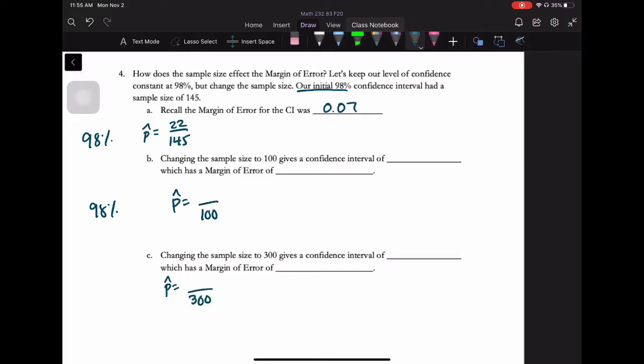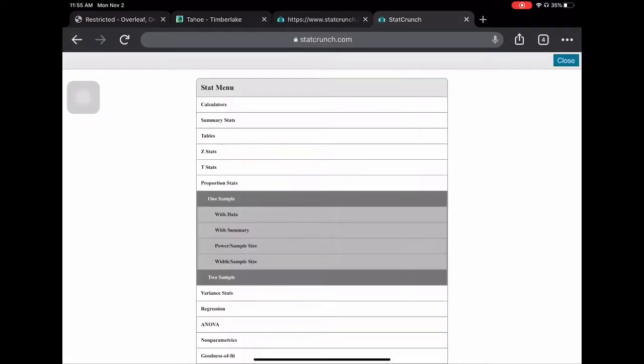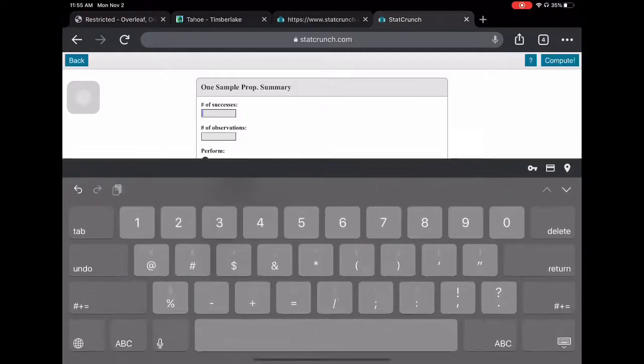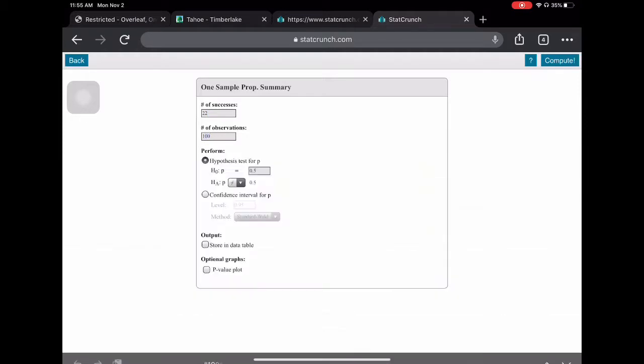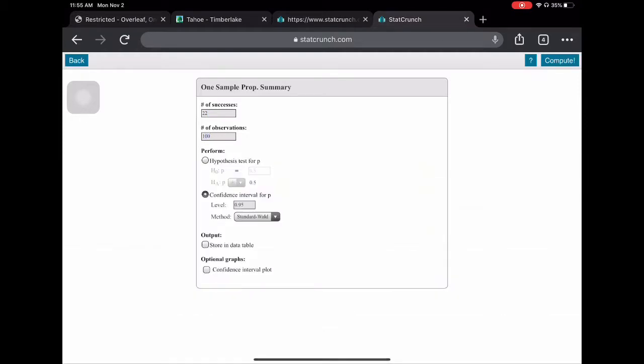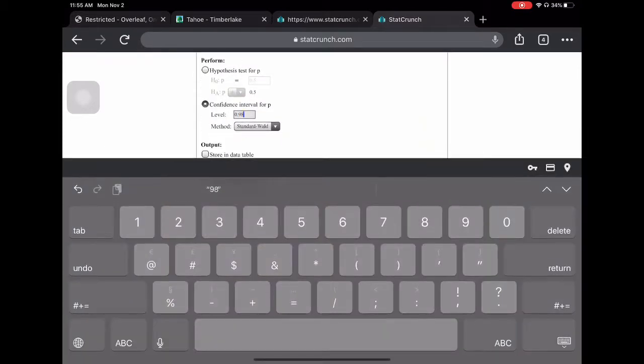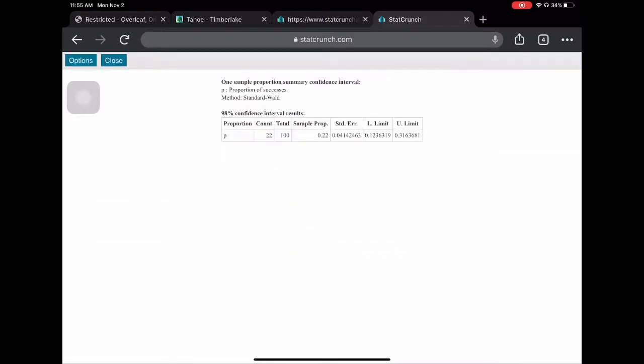So let's hop over to StatCrunch and get these values. Stat, proportion stats, one sample with summary. Our number of successes is 22. Now we're doing out of 100, so we're decreasing our sample size, but we're sticking with 98%. And we get a different lower and upper limit. Our lower limit is 0.124. Our upper limit is 0.316.